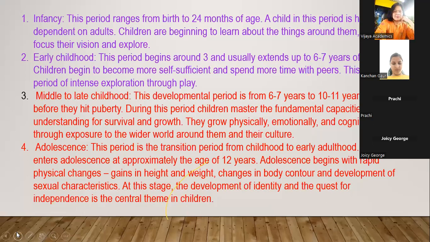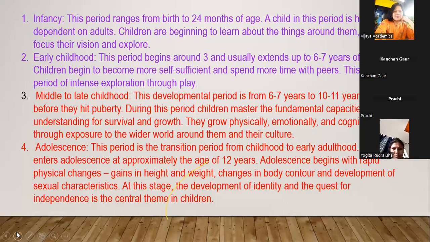Now you know the 4 stages: infancy, early childhood, middle to late childhood, adolescence. In the infancy stage, what happens? This period ranges from birth to 24 months of age, that means we can consider it as 0 to 2 years. A child in this period is highly dependent on adults. Children are beginning to learn about the things around them, learn to focus their vision and explore.